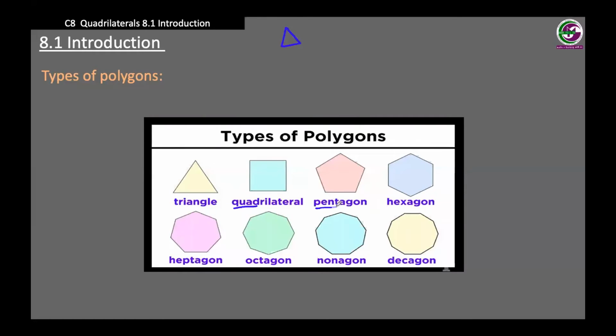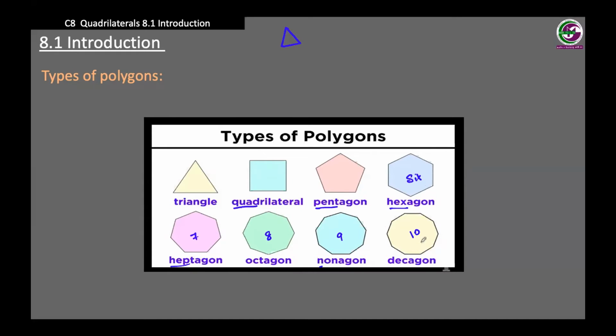5 sides is a pentagon. Hexagon, hex is a rhyming word with 6. Heptagon is a 7-sided figure. Octagon, like octopus, has 8 hands. Same way, octagon. Nonagon, it's like starting with n, 9 sides. Decagon has 10 sides, and remember, it's not ending here.